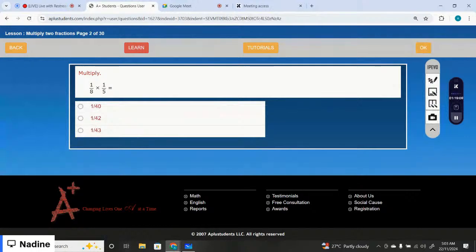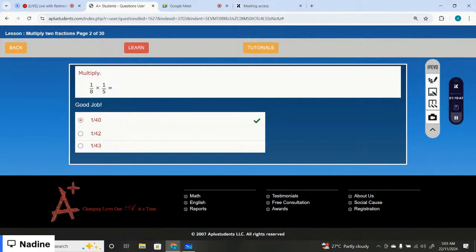The next one is 1 by 8 times 1 by 5. So which is the correct option? That is 1 times 1 is 1 and 8 times 5 is 40. So option number 1 is the correct option.